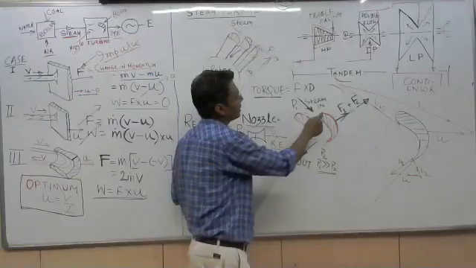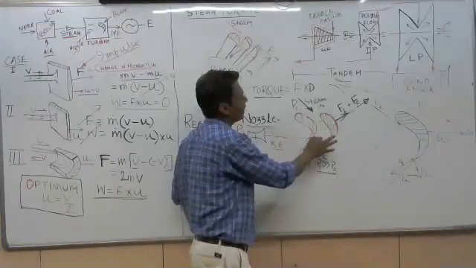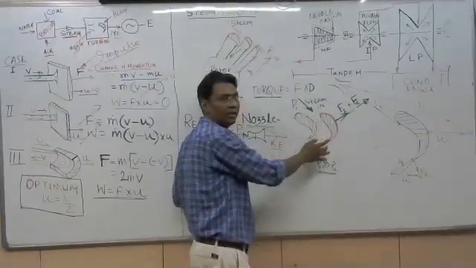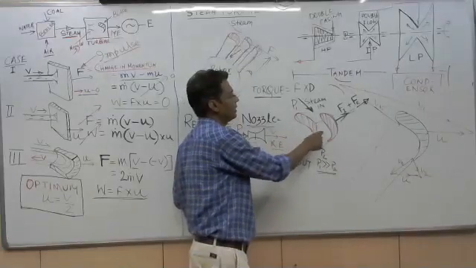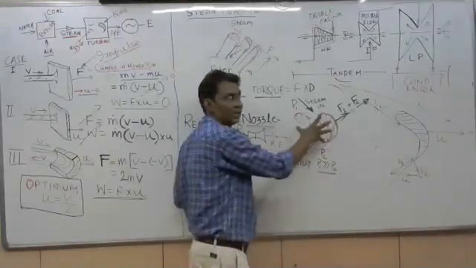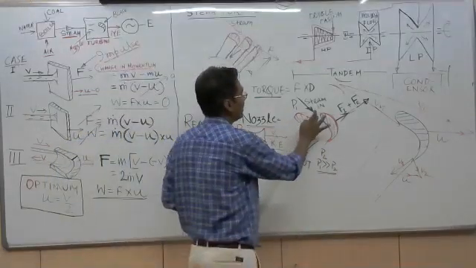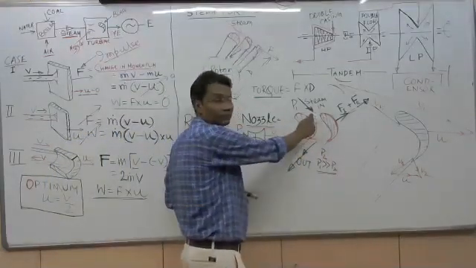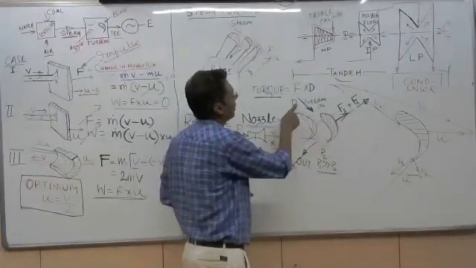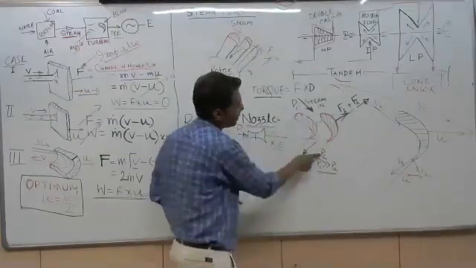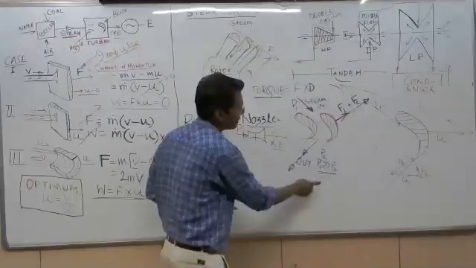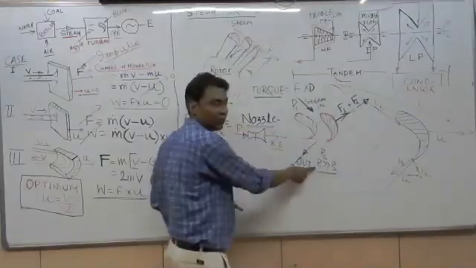That means the passage between two blades acts as a converging-diverging nozzle. That means this blade is reactive type. It will act as a nozzle. That means P1 is the inlet pressure, P2 is the outlet pressure. P2 is much less than P1.